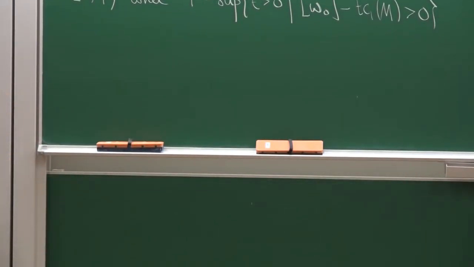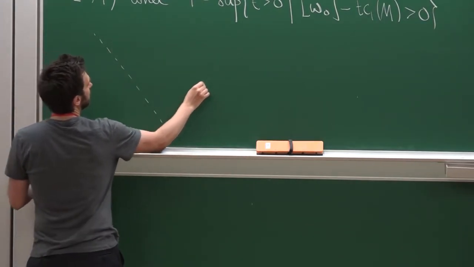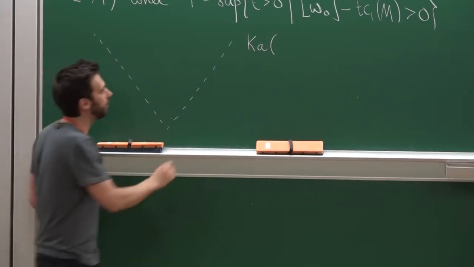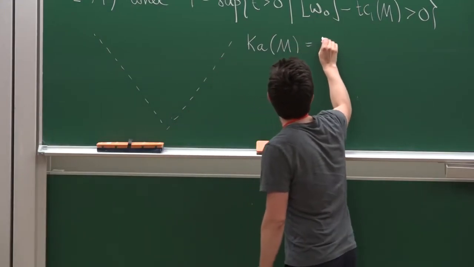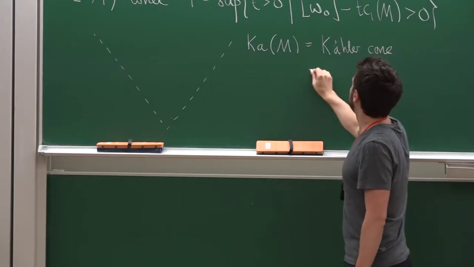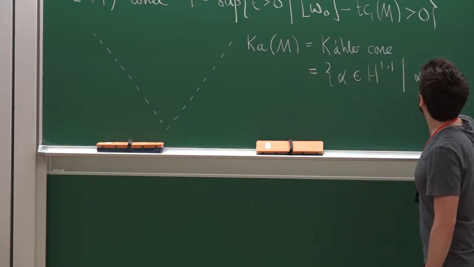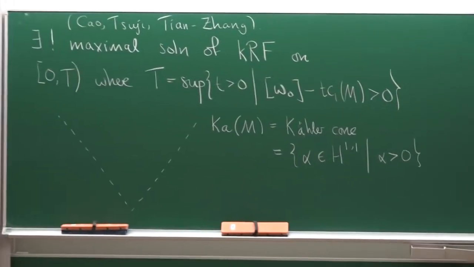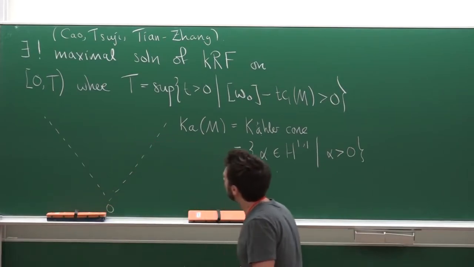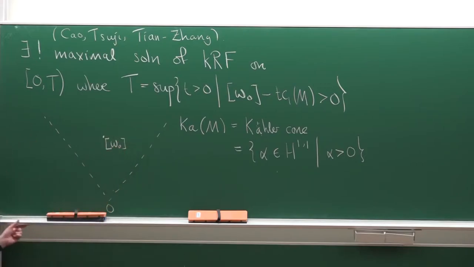Now I can draw a picture. Let me draw the Kähler cone. Let me write it as K(M). So this is the Kähler cone of M, and by definition, this is just the set of cohomology classes which admit a Kähler metric. Now this is an open cone in this finite dimensional space. This is zero. And here's my initial Kähler class, let's call it omega naught.